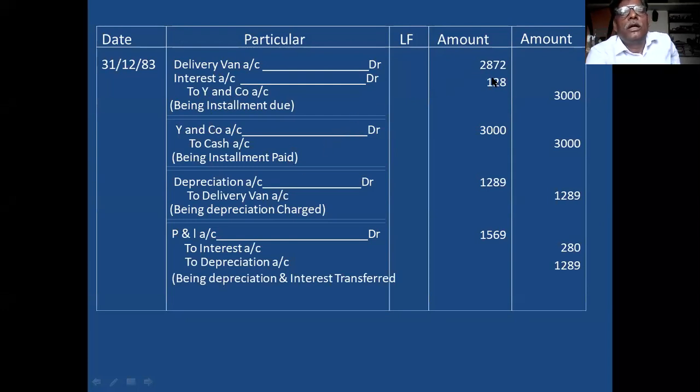Amount is different. 1983 principal column is 2,872. Interest is 128. Total 3,000. 3,000 installment payment. Then depreciation 1,289. If you transfer it, total P&L account 1,569. Interest 280. Depreciation 1,289. This is the total. And at the end of the last year, you take the total here. Okay. In this way, you write the journal entries in the books of purchaser.